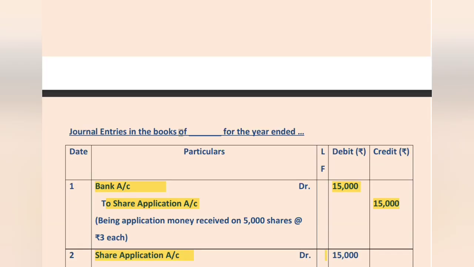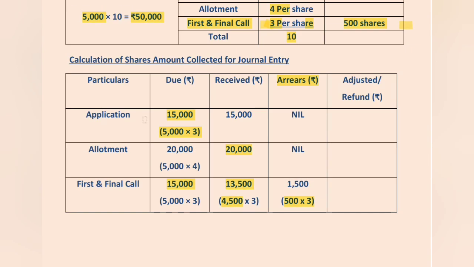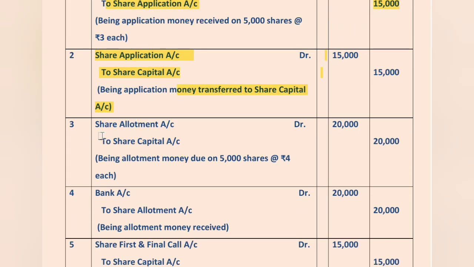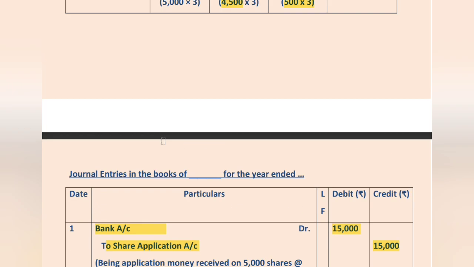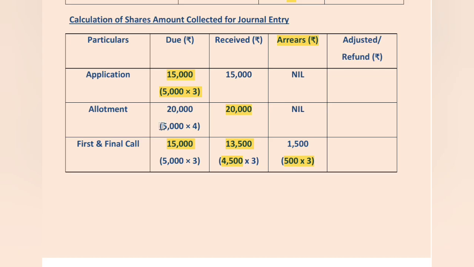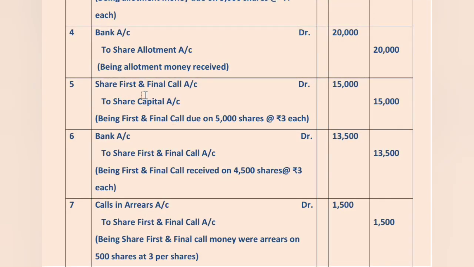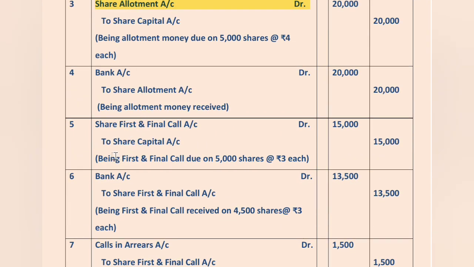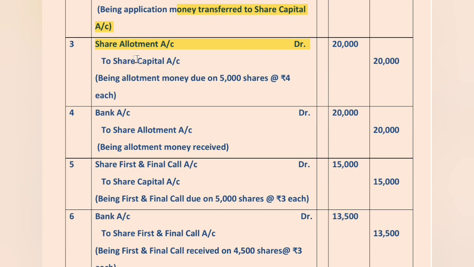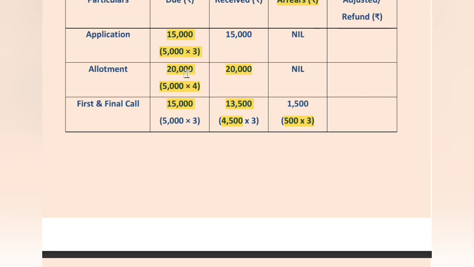Again, go with the allotment now. Allotment money due. So how much is due? Share allotment account debit to share capital account. How much is the amount? The amount is 5,000 into 4, how much? 20,000. Being share allotment money due on 5,000 shares at rupees 4 per share.